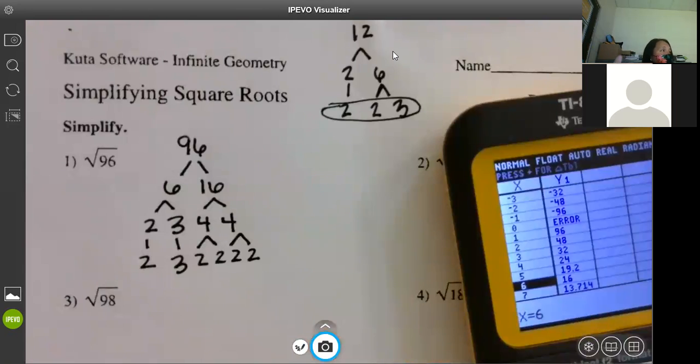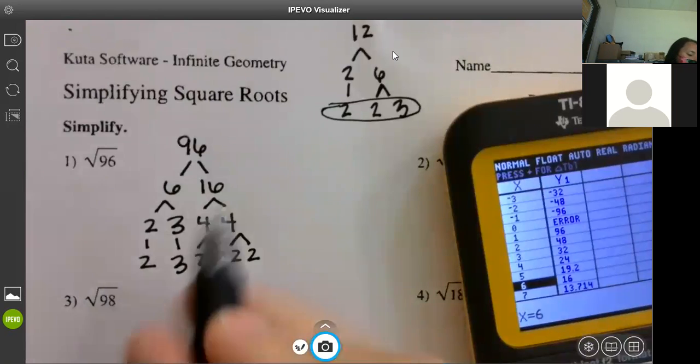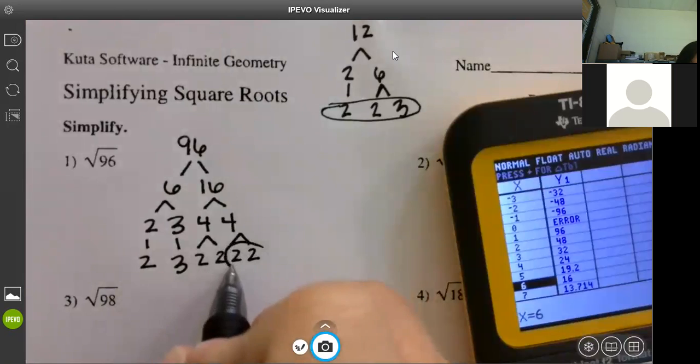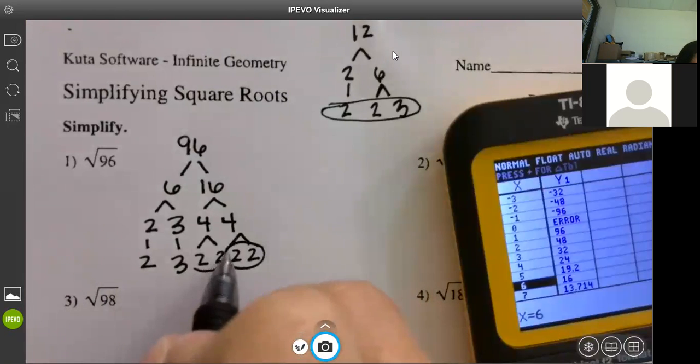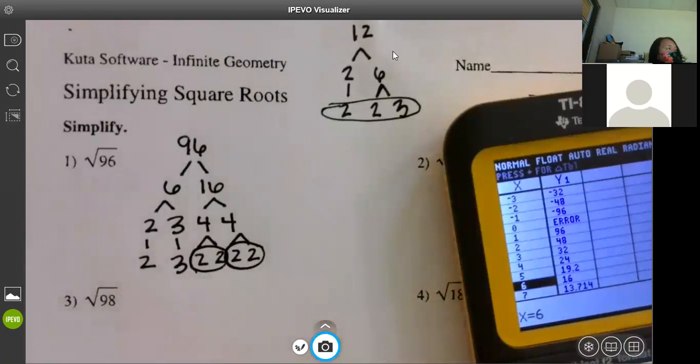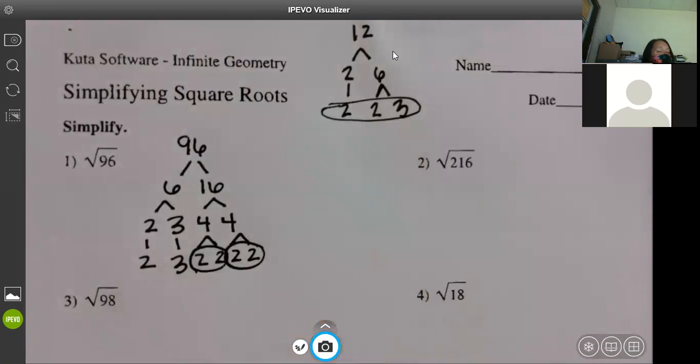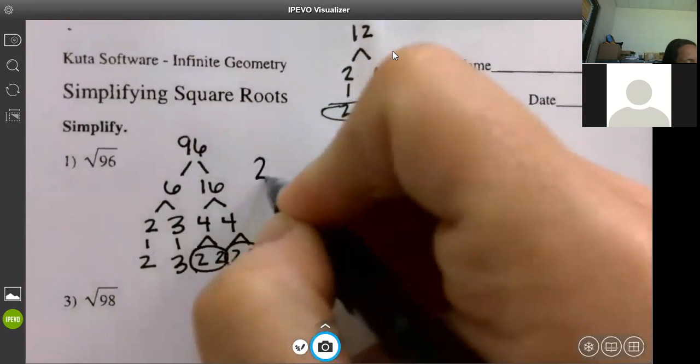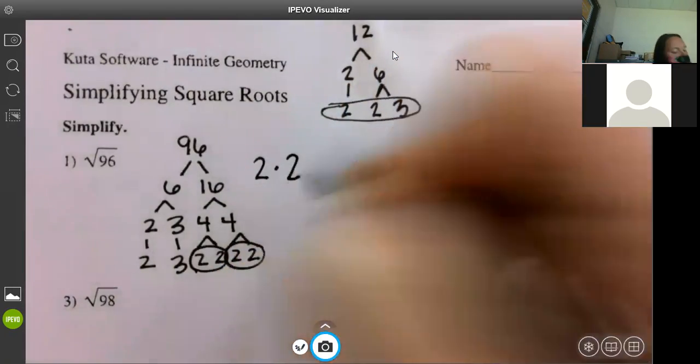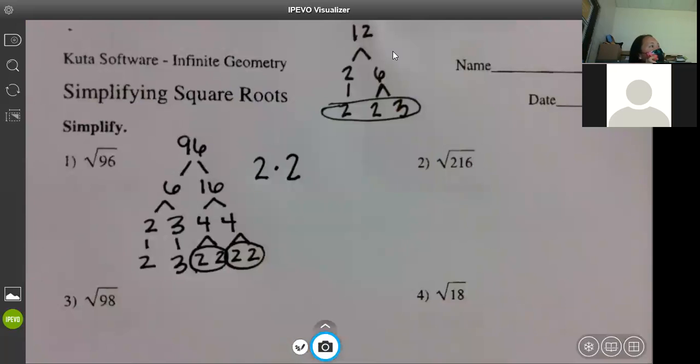So then what you're looking for are pairs. So if there are pairs, we're going to circle them. So here is a pair of 2s, and here is a pair of 2s. Is everybody okay with pairs? I don't have any more pairs, so there's nothing I can do. So I had a pair of 2s, and I had a pair of 2s. I had 2 pairs of 2s. That's why I pulled out 2 2s. So those come outside.